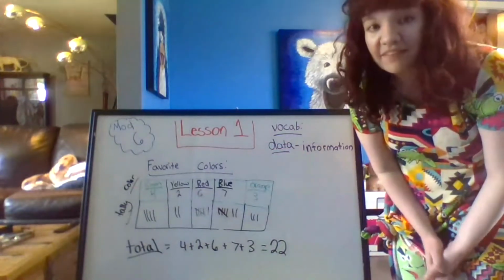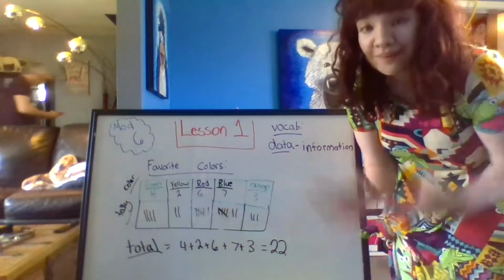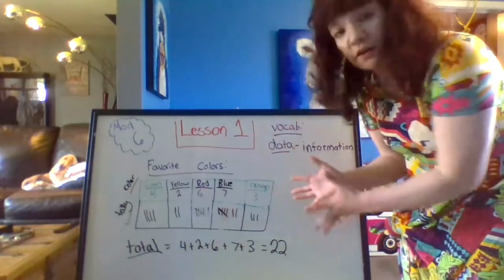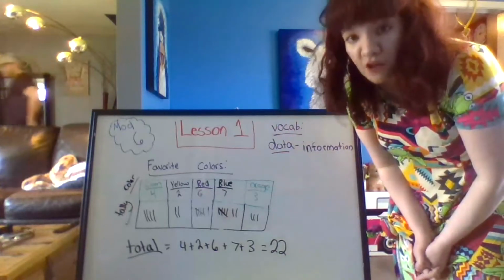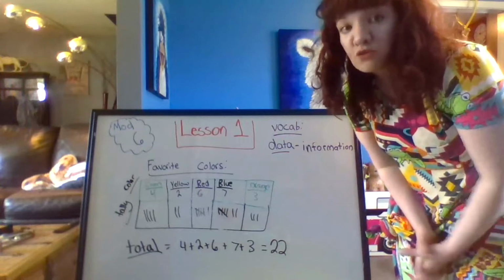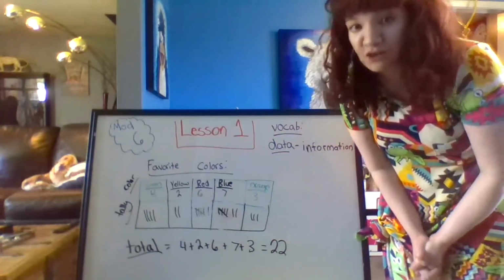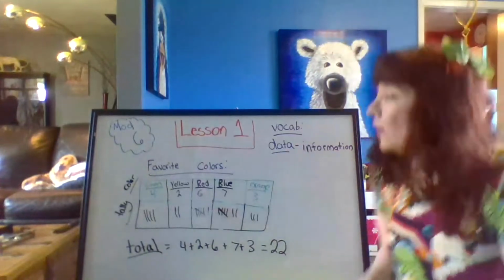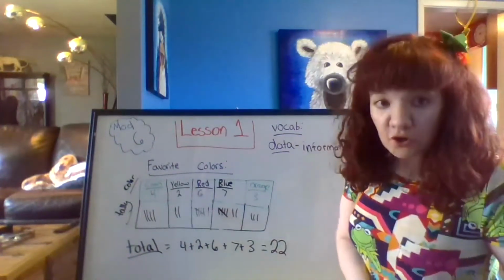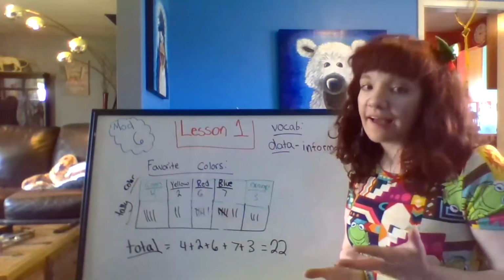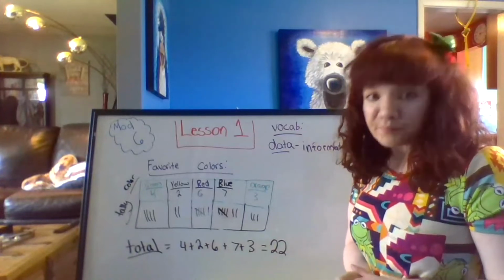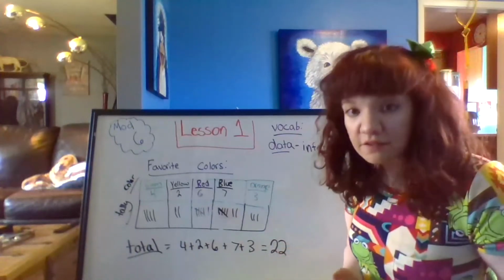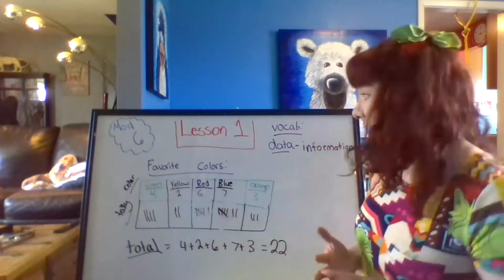And data means information. So we're going to take some information and then we're going to put it in a chart. After we put it in a chart, we are going to graph that information. So I will show you how to graph that information. So what I did was earlier this year, I went into my class and I took a survey from the students last year of their favorite colors. And this is what they came up with.